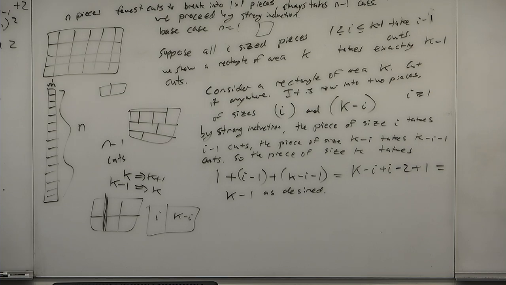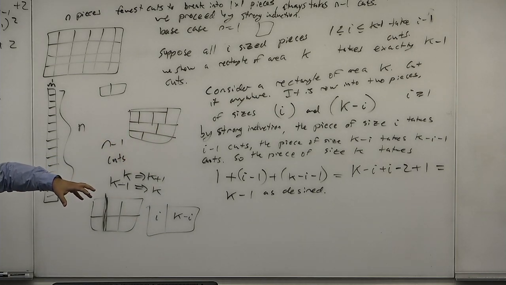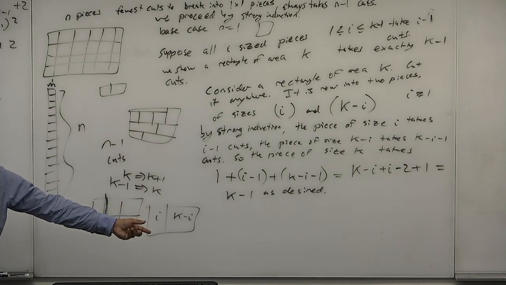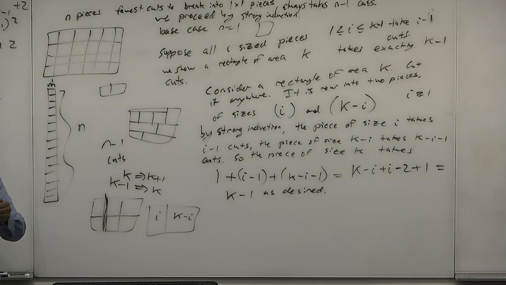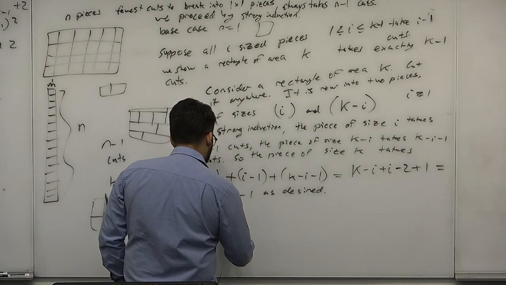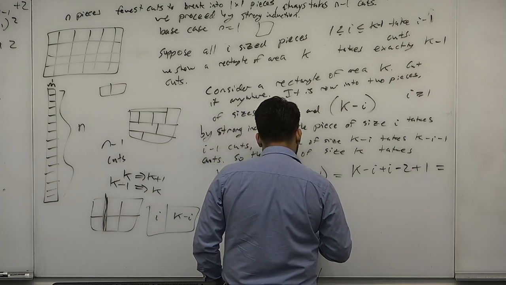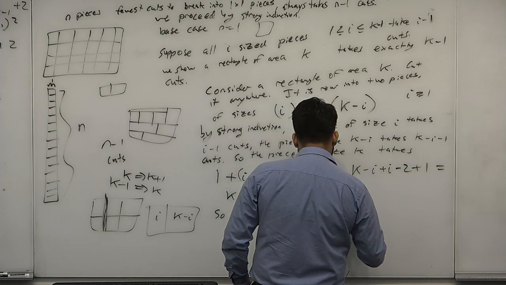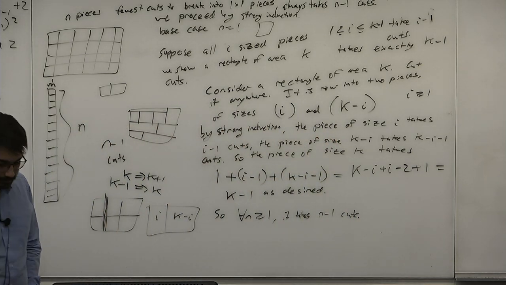Again, notice how this was requiring strong induction and not regular induction, right? If I had to use induction here, I would have to ensure that one piece was k minus 1 and one piece was of size 1. But that doesn't prove that there's no strategy. That proves that if you follow this specific strategy of breaking off one piece at a time, then of course it takes k minus 1 cuts, right? So for all n greater than or equal to 1, it takes n minus 1 cuts. That's what we've concluded. Questions on that one?